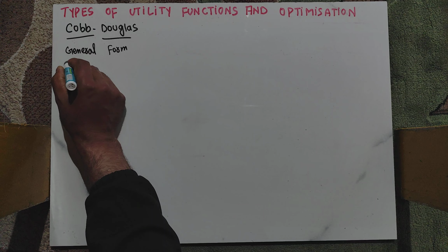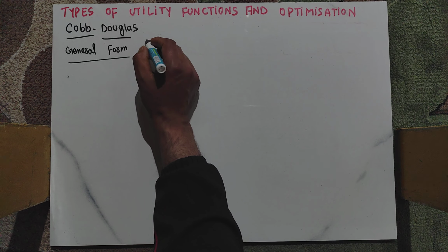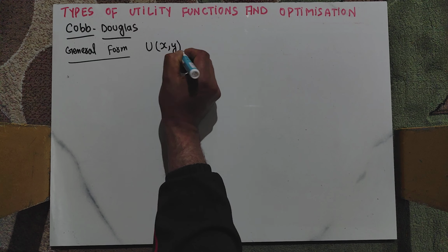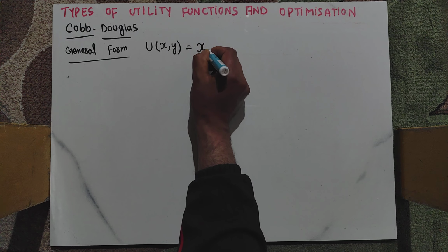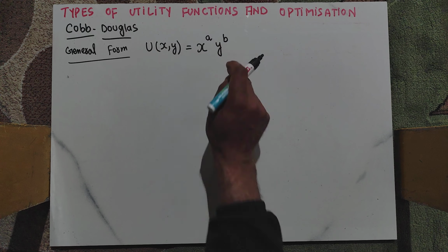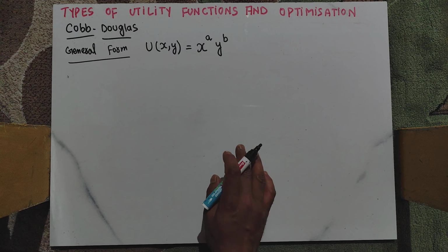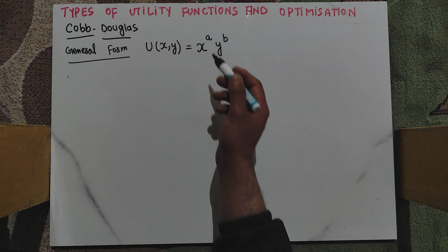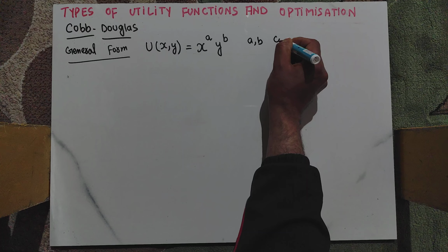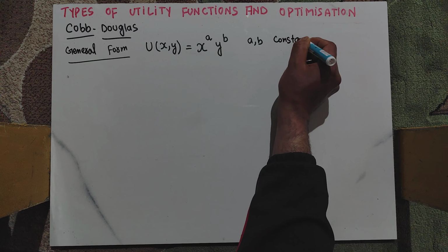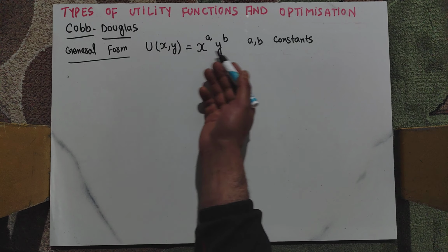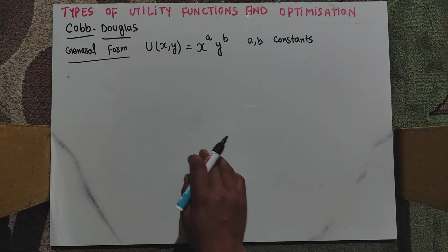So the general form of the Cobb Douglas utility function is that utility is a function of two goods, let us say x and y, and it is equal to x to the power a times y to the power b. This is the standard Cobb Douglas utility function, where x and y are the two goods and a and b are the two constants. Okay, so let us suppose the consumer is facing this kind of utility function, what we call the Cobb Douglas utility function.